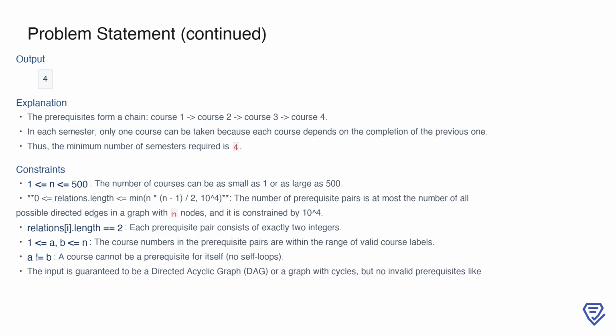Now, consider a case where n is 4, and the prerequisite relationships are 1, 2, 2, 3, 3, 4. Here, the prerequisites form a straight chain. Course 1 must be completed before course 2 before course 3, and course 3 before course 4. In this situation, only one course can be taken per semester because each course depends on the completion of the previous one. So, we'll take course 1 in the first semester, course 2 in the second semester, course 3 in the third semester, and finally course 4 in the fourth semester. This means the minimum number of semesters required is 4.